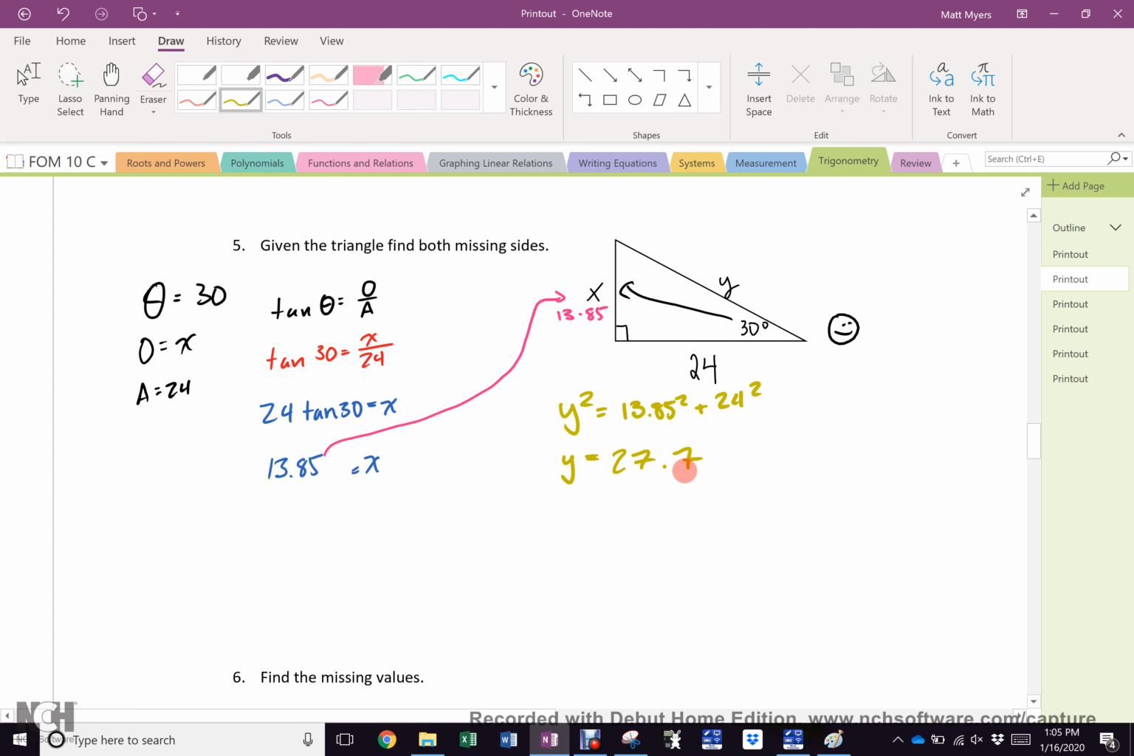Is everybody cool? Everybody good? Now, listen to me. You don't have to do this year, but I want you to be aware of it. This isn't really the answer, is it? This is actually 24 tan 30, isn't it? Everybody understands that? So this should really be 24 tan 30 squared plus 24 squared. And then you would square root that answer.